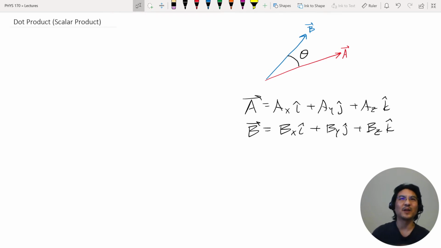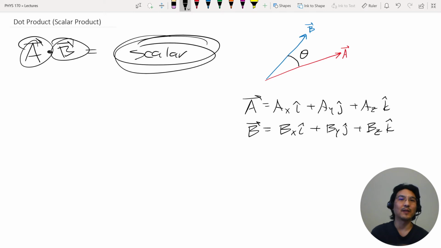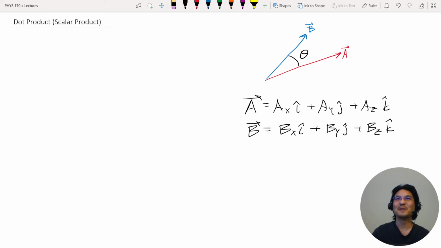So the dot product gives you a scalar. Basically you have a vector times another vector, and the answer is a scalar. That's why it's a scalar product, because vector times vector gives you a scalar. And the symbol we use for this scalar product is this dot. So that's why we say dot product. Right? Dot is one syllable instead of scalar is two syllables.